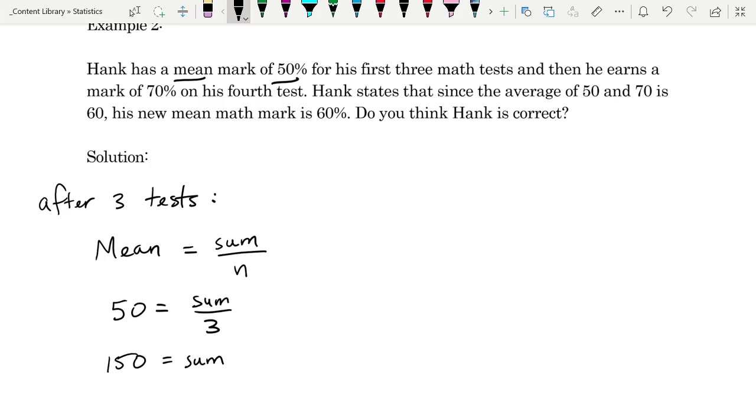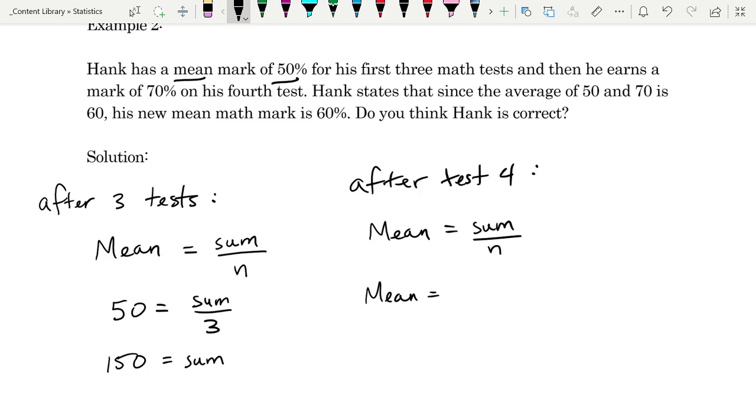Now, I don't know how much he got on each individual test, right? Maybe he got 75, 75, and 0. I don't know. All I know is that the 3 tests add up to 150. And that's all I need to know. Because what happens now is, after test 4, I can say that the mean is again equal to the sum divided by the number of things that we're adding. And I don't know this mean, but I now know that the sum is the sum of the first 3 tests plus my new test that I'm quite proud of, assuming I'm Hank.